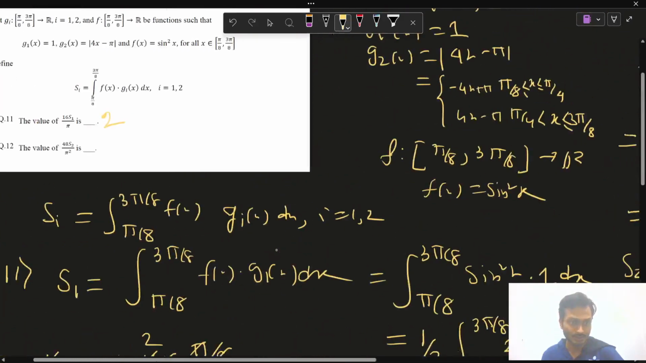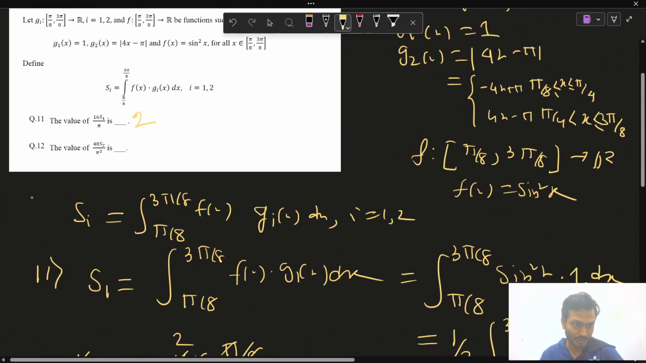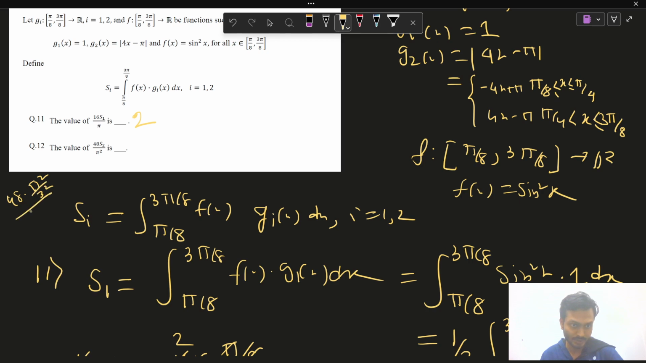So we get pi square. So 48 into S2 means what? Pi square divided by 32, divided by pi square. So pi square will be cancelled, and this will be 48 by 32. Now 48 means 16 times 3, and 32 is 16 times 2. So this will be 1.5. So this answer will be 1.5.